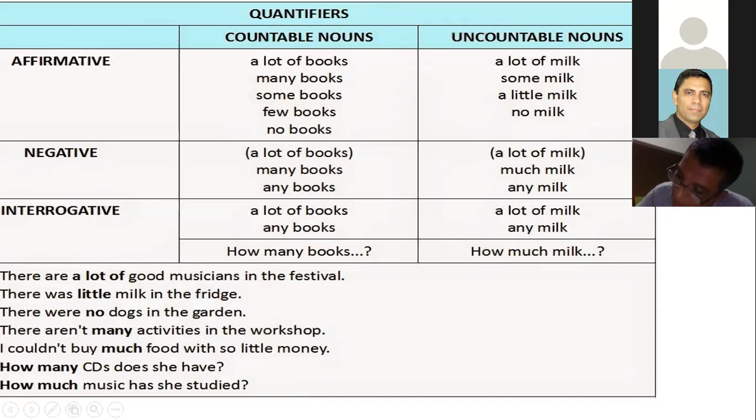Next volunteer, siguiente voluntario. Me, teacher. Okay, Julie, go ahead, tell us. Okay, there are some water bottles. There are? Some water bottles, but they are there. Okay. There are... Sería bottles of water. Bottles of water. Yes. Okay. There aren't no one children.